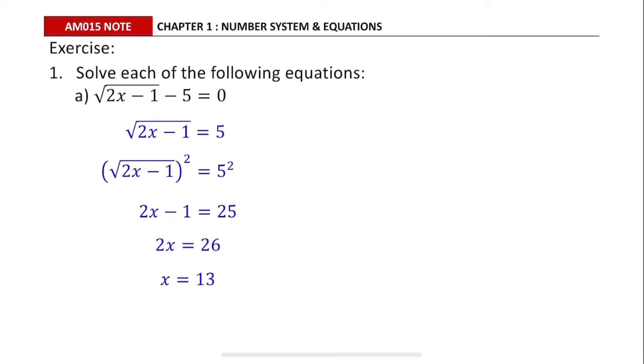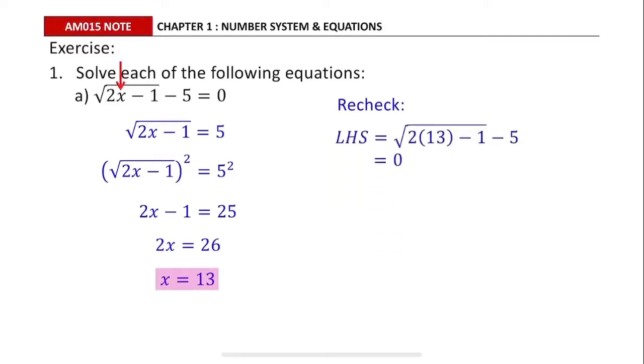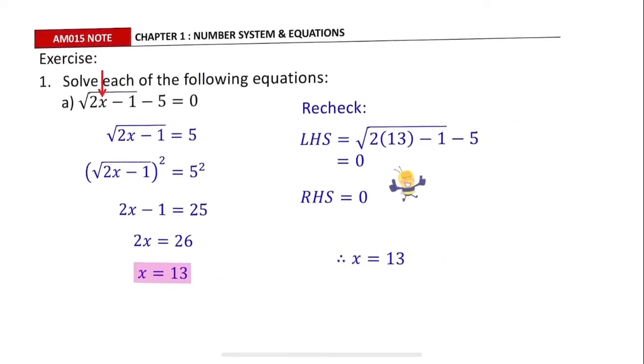However, we must check whether x equals 13 is a correct answer by substituting x equals 13 into the x on the left hand side. After substituting, we found out that the value of the left hand side equals 0, which also equals the value on the right hand side. So this answer is true for this equation. Therefore, the answer is x equals 13.